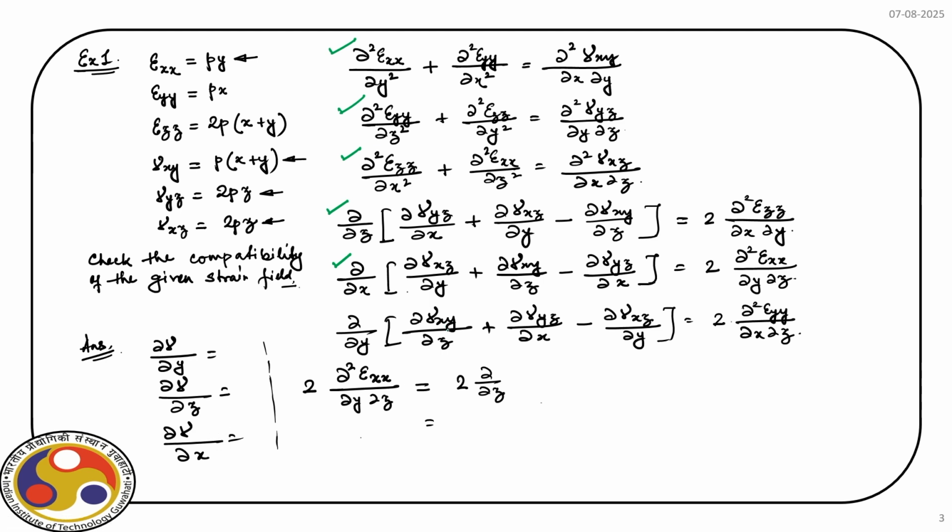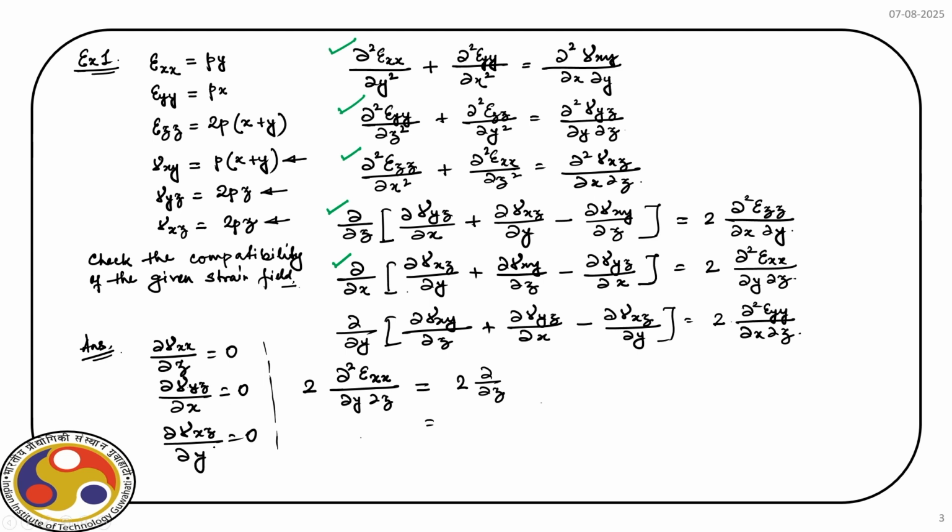So, the first term gamma xy with respect to z, right. Gamma xy is here, it is not a function of z. So, if we differentiate with respect to z, it is 0. Second term yz, and that we have to differentiate with respect to x. So, yz is here, it is not a function of x. So, this quantity is 0. Last term xz, and we have to differentiate with respect to y. Xz is here, it is again not a function of y.